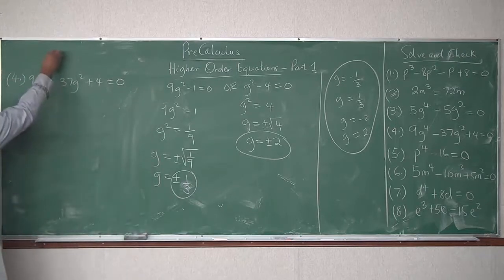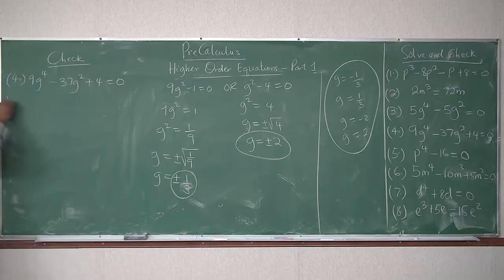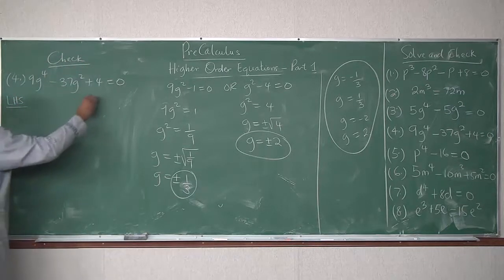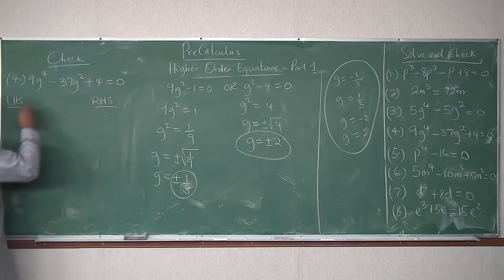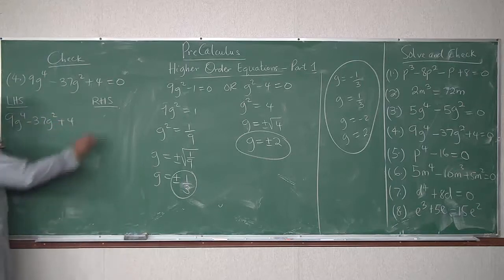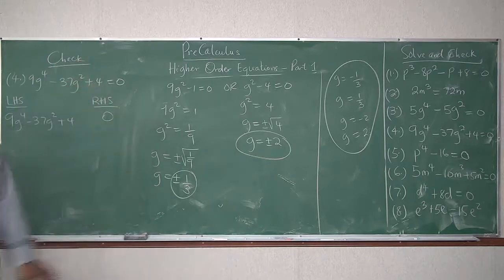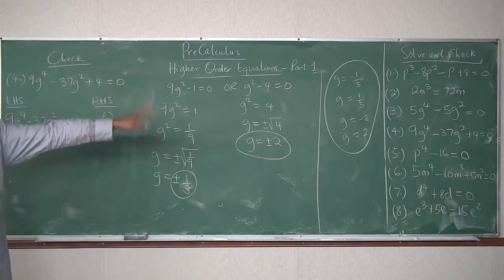So I'll just write check here. The left hand side, right hand side. Left hand side is 9g^4 minus 37g squared plus 4. Right hand side is 0. So 0 is there. We won't bother with 0. Let's make sure that everything we get here will give us 0. We shall check it with the 4 solutions we have.